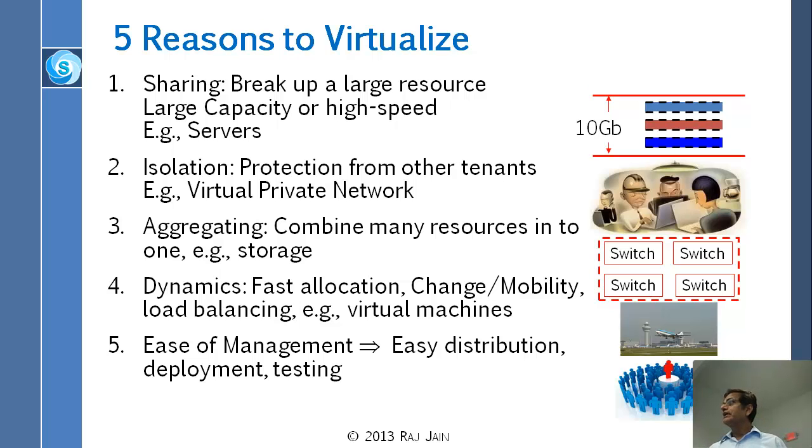Dynamics. You need to virtualize because things are moving too fast. Either you need to have allocation very fast, or you're moving very fast, or balancing because the traffic is coming. For any reason you want to virtualize that. Ease of management. And finally, that is the most important reason, is that virtual things are very easy to manage. Physical things are very difficult to manage.